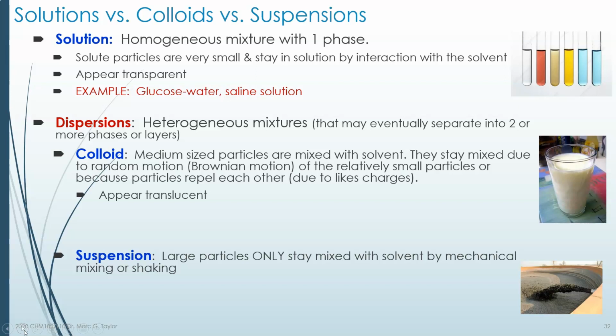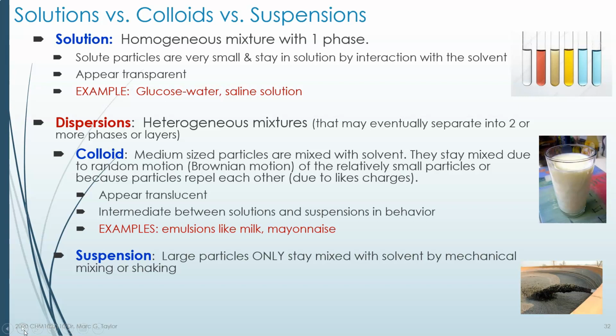So let's look at colloids or colloidal mixtures. They appear translucent, so light goes through them only a little bit. And they're somewhere intermediate between a solution and a suspension in their behavior. Examples of a colloid would be emulsions like milk or mayonnaise. These are mixtures that have microscopic, molecular-sized particles, but fairly good-sized ones, that stay mixed over long periods of time, but if you give them enough time, they'll start to separate.